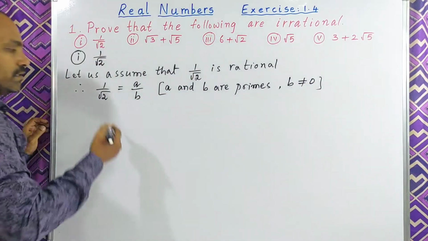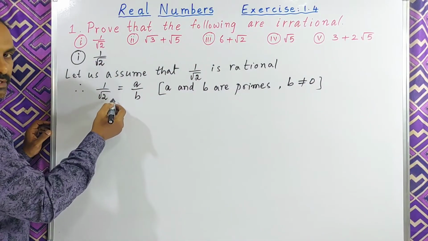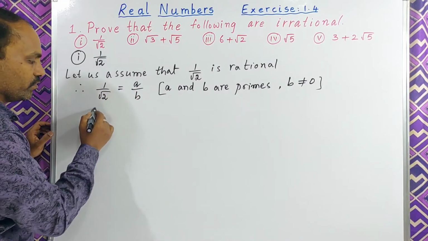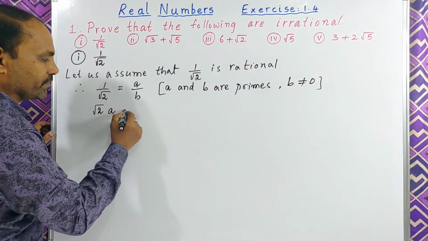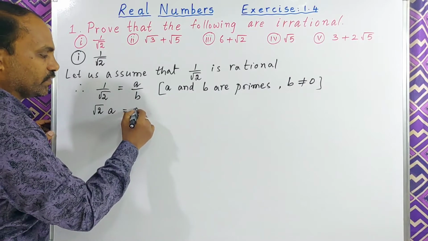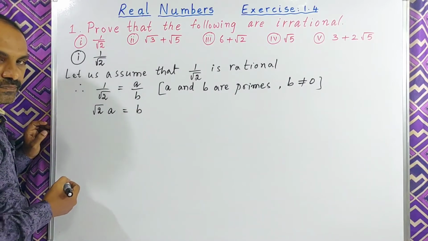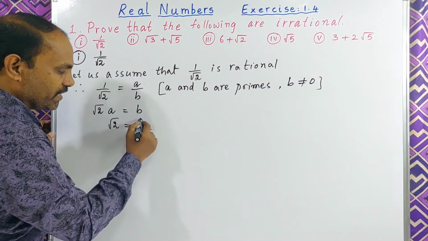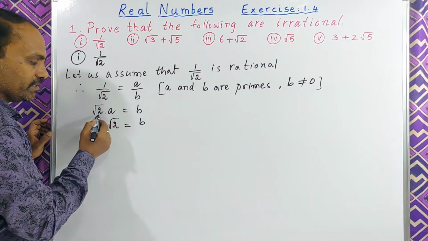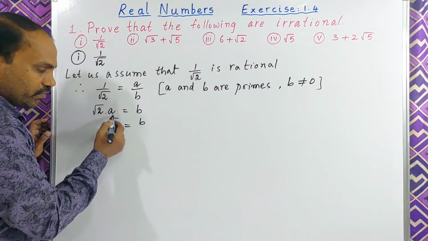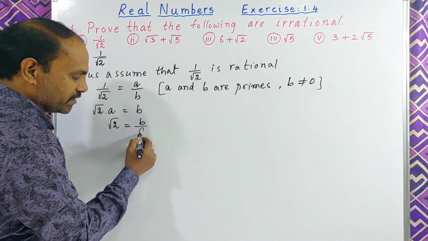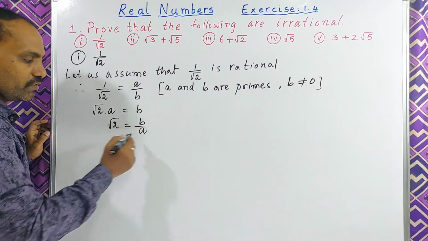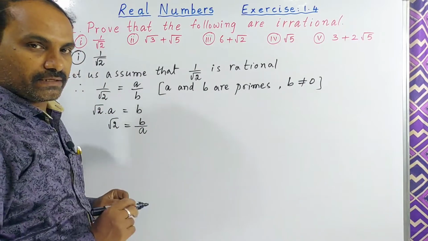Now do the cross multiplication. Then what will we get? Root 2 a is equal to 1 into b, means b. Here root 2a means root 2 into a. By transposition, the multiplication becomes division in the denominator. Root 2 is equal to b by a.